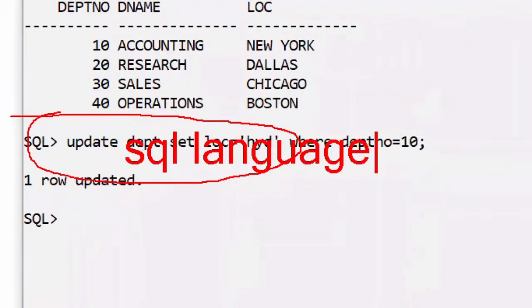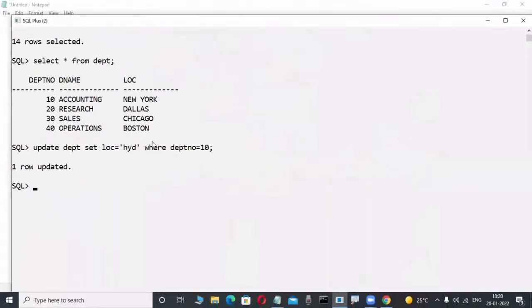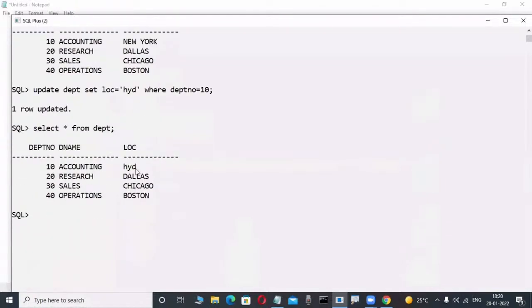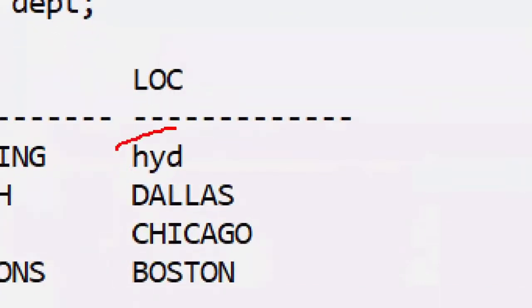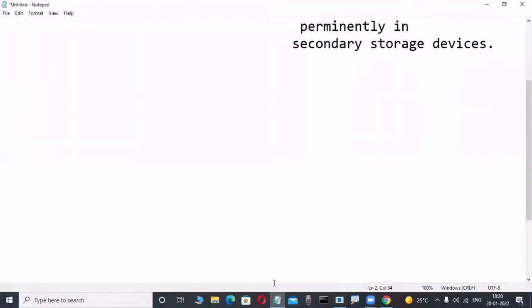Now observe it here. Once we are writing this type of coding, this is called the SQL language, then automatically it is affected in your database. Observe it here, your database. In the previous case, New York is there, but in this case, Hyderabad is the location, or not? Yes. That's why always observe it here.